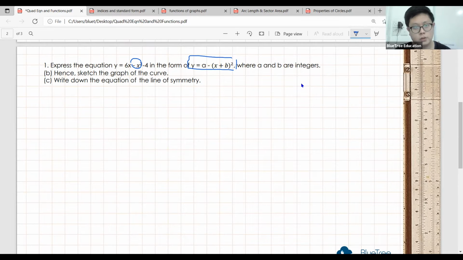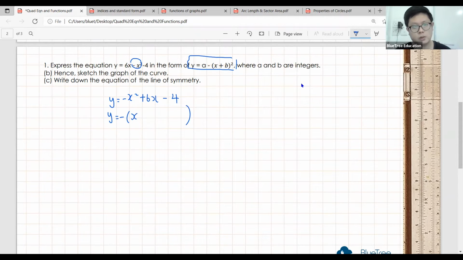Whenever you do the complete the square method, one of the things to look out for, number one, is to remove the coefficient of the x squared. So make sure that the x squared doesn't have any coefficient. That's step number one. In this case, we have a negative that you have to factorize out of the expression. The whole equation has to take out a negative one so that we can remove the coefficient.